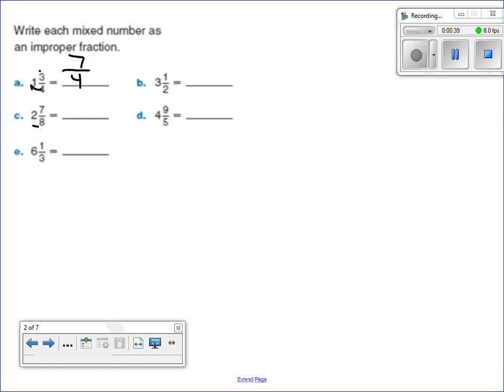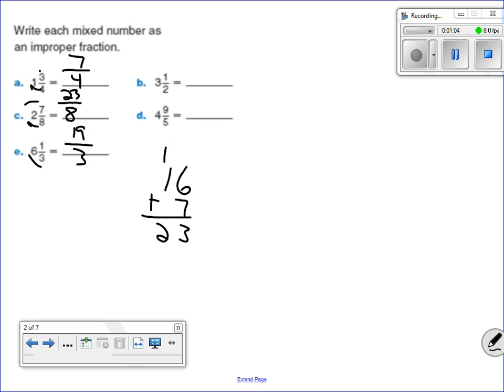This one here, I'm going to go 8 times 2 is 16. 16 plus 7, okay, would give me 23. 23 over 8. I have 3 times 6 is 18. Plus 1 is 19 over 3. Do you see how I'm keeping the denominator the same?